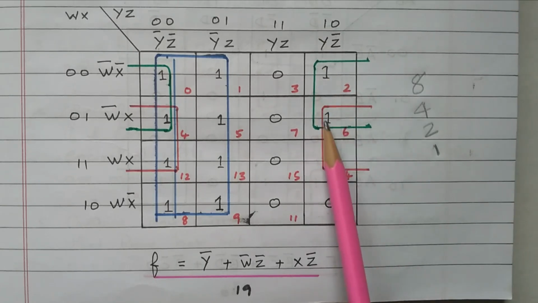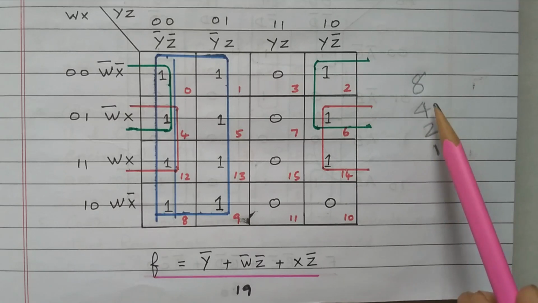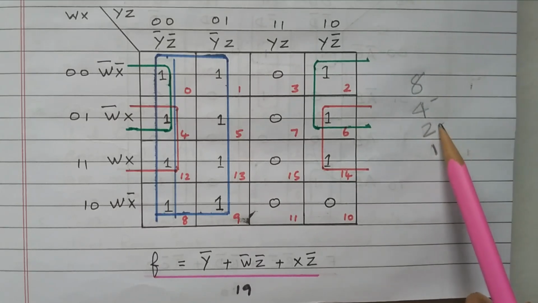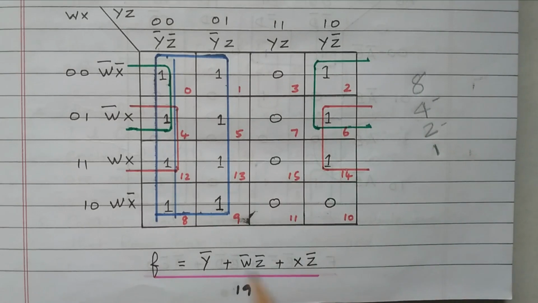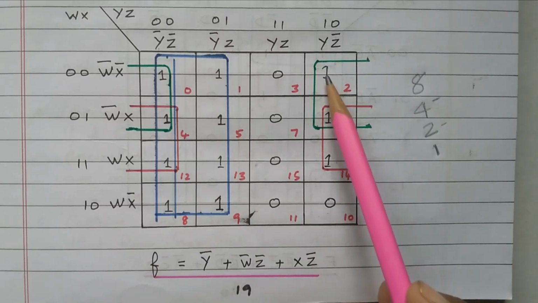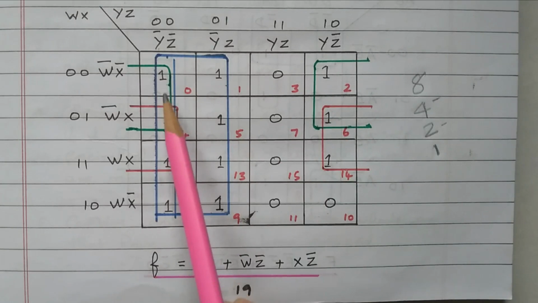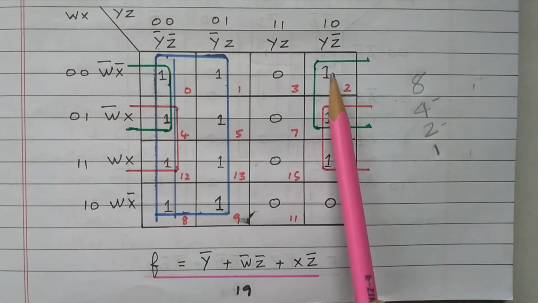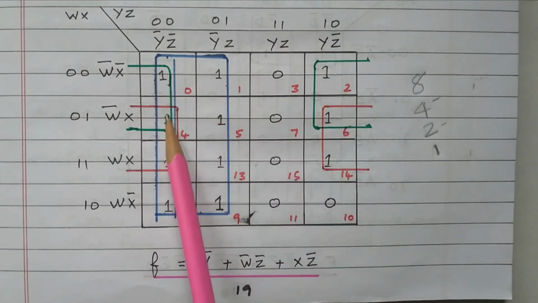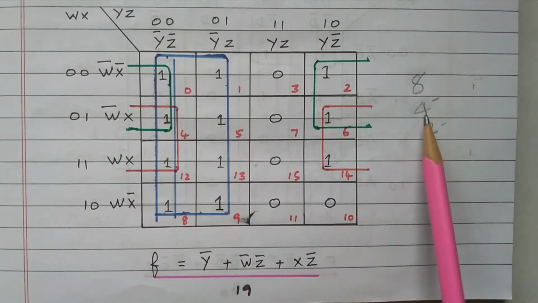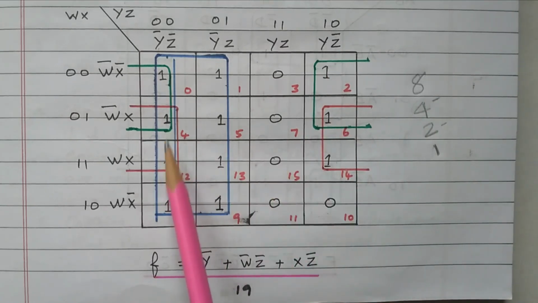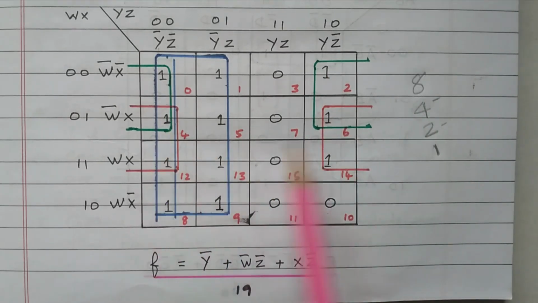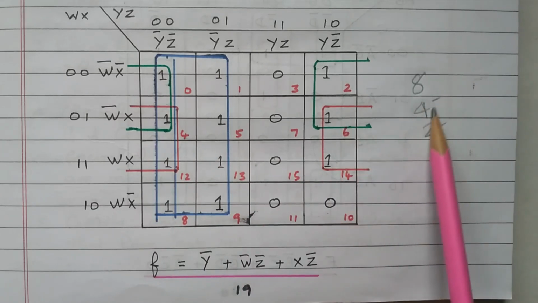We can group these 2 ones, but we will try to group 4 cells first, then only 2 cells, so that we get the simplified expression. Similarly, these 2 cells, but we need to avoid that. These 2 ones can be grouped on this side, the right and left corners. These 2 ones and these 2 ones are grouped so that we get a 4 cell grouping. Similarly, these 2 ones can be grouped with these 2 ones, the right and left corners, so that we get a 4 cell grouping.